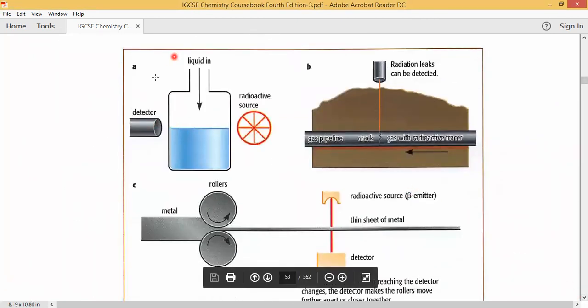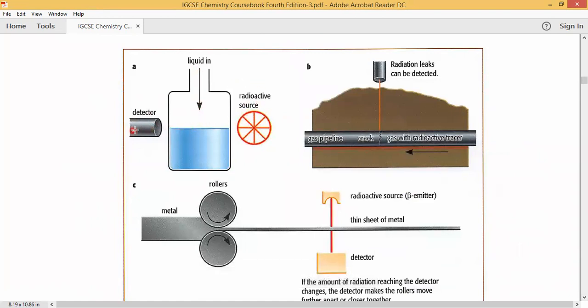In part A of the diagram, you would see that they are actually using radioactive sources to find the level of filling in containers. Industry uses very big containers, a few thousand tons probably, and will they be able to calculate the exact amount of the liquid filled in? It can't be done with human eye observation. So what we do is we use a radioactive source for this purpose.